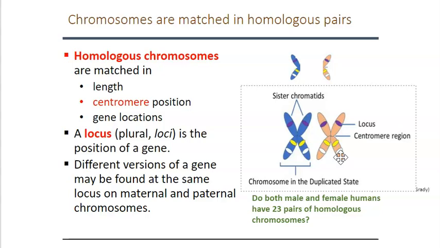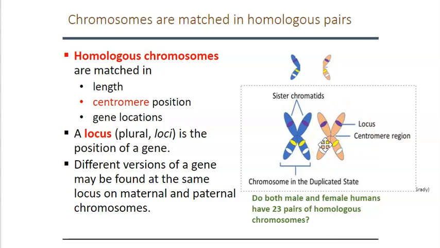Now, both males and females do not have 23 pairs of homologous chromosomes. Again, homologous chromosomes are going to be about the same length. They're going to have about the same centromere position, and they're going to have genes at similar locations that code for the same character, again, whether it's eye color, hair color, or a particular enzyme. These would be a pair of homologous chromosomes.